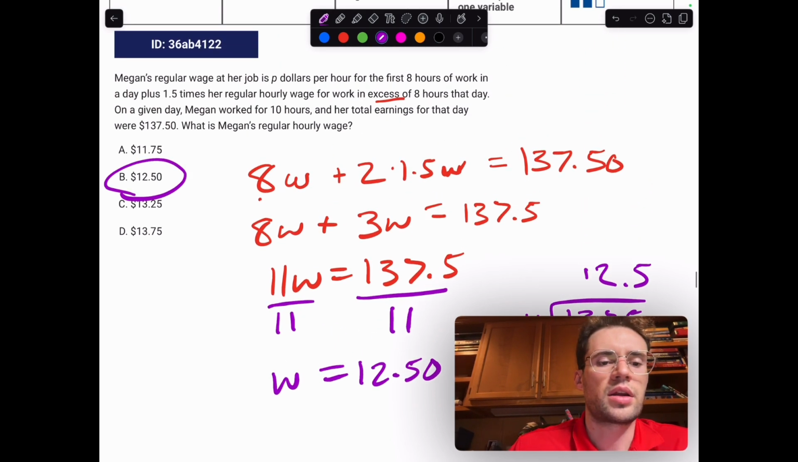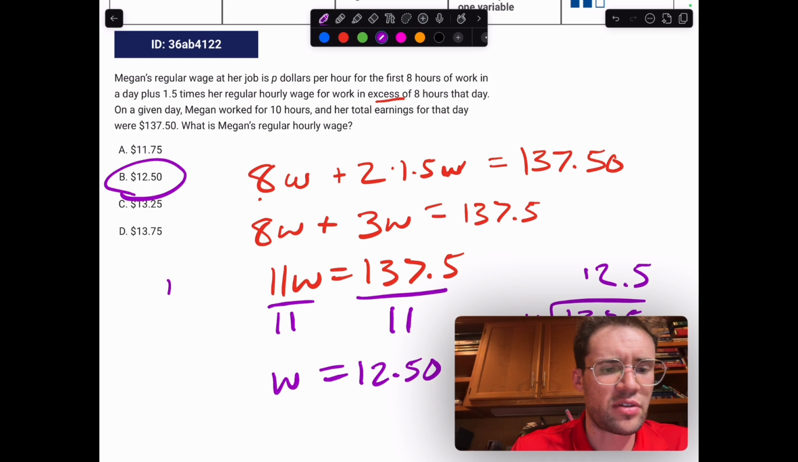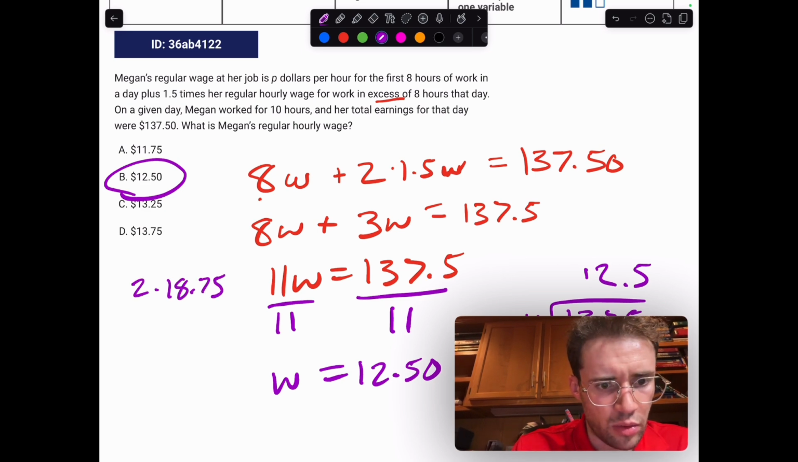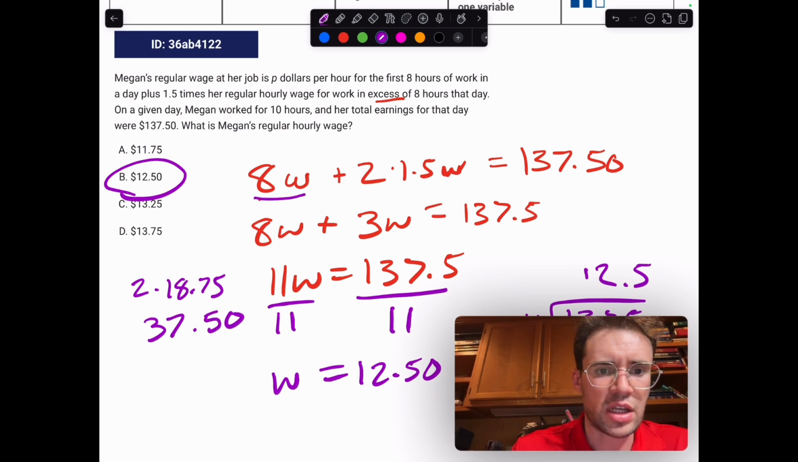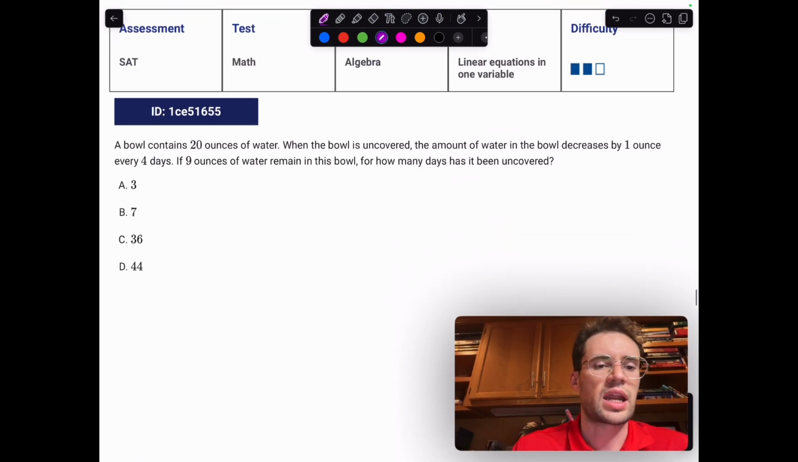All right, and then you can check that. 12.50 times 8 would be 100. And then for the additional 2 hours, she's making 12.50 times 1.5, which, let's see, half of that would be 6.25. So she's making 18.75. So 18.75 times 2 would give you 37.50. So yeah, 100 for those 8 hours and then 37.50 for the additional 2 hours. Okay, so that does add up.